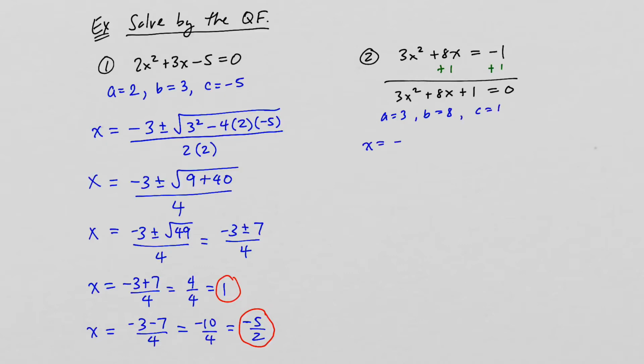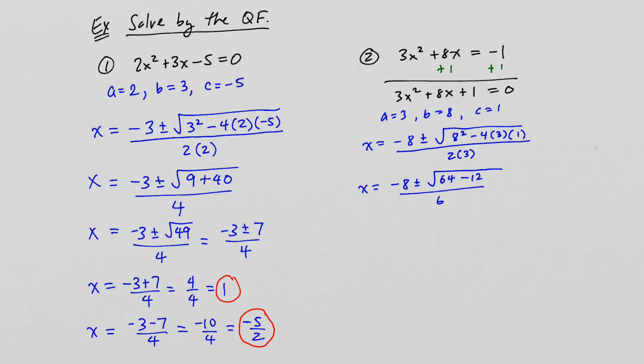When we plug those into our quadratic formula, we get x equals negative b, which is negative 8, plus or minus the square root of b squared, which is 8 squared, minus 4 times a, which is 3, times c, which is 1, all divided by 2 times a, and a is, again, 3. From here we simplify, so this is negative 8, plus or minus the square root of 8 squared, which is 64, and then negative 4 times 3 times 1 is negative 12, all divided by 2 times 3, which is 6. Keep on simplifying. We have x equals negative 8 plus or minus the square root of 64 minus 12, which is 52.